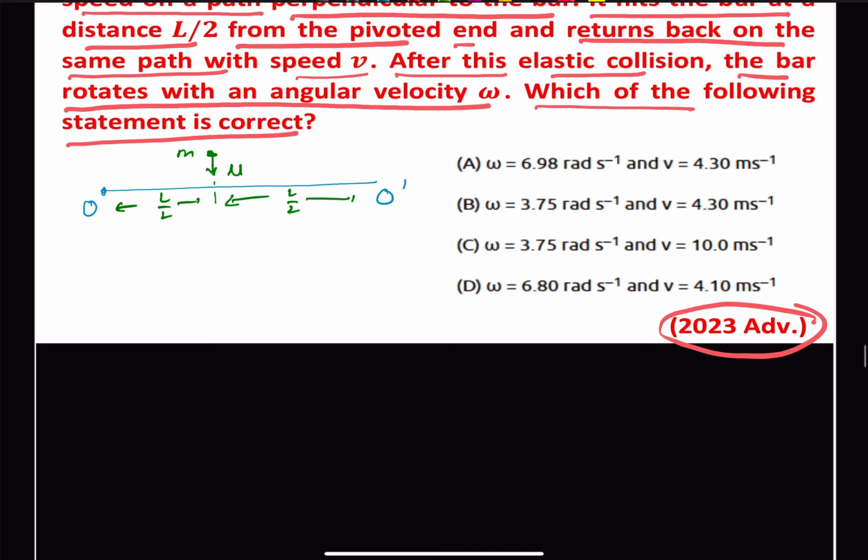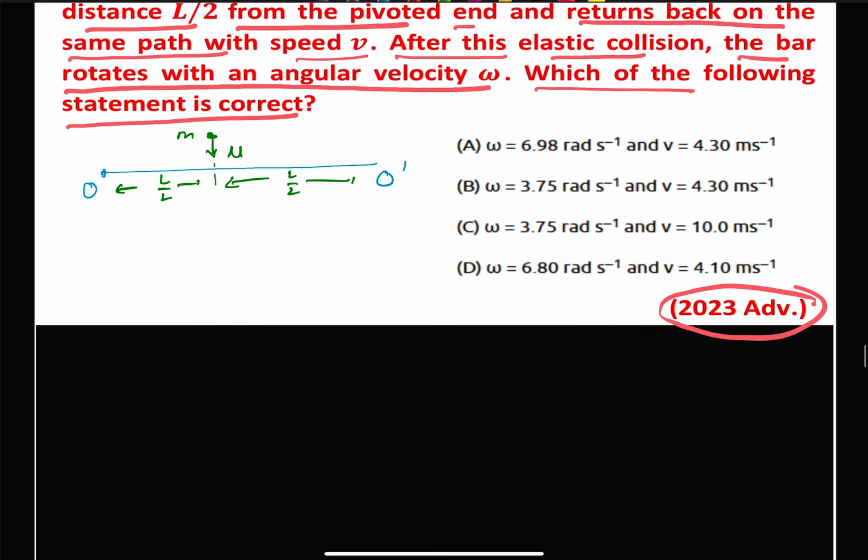And after striking, the rod, which is free to rotate about point O, is going to rotate in this direction with the angular velocity omega, and this mass m returns back with the velocity v. Okay, so this is the basic diagram.